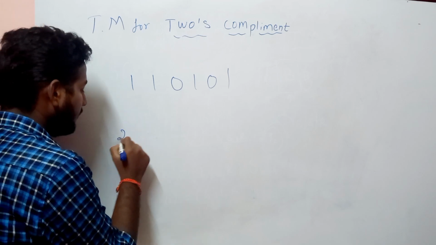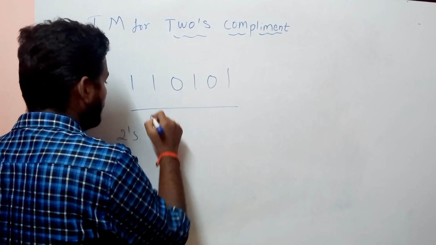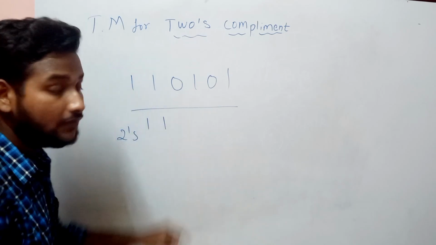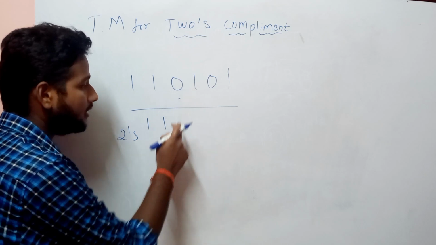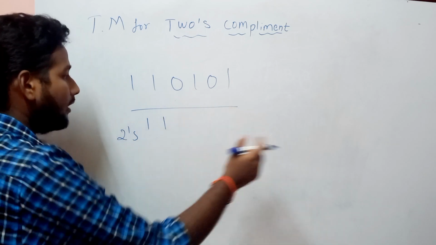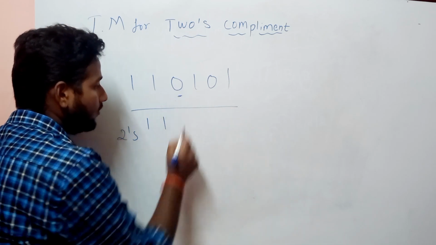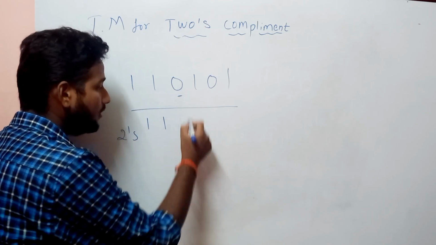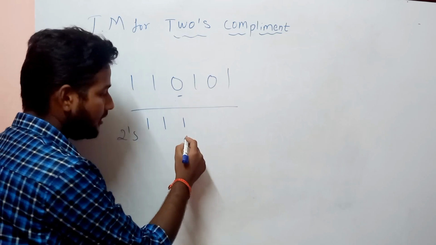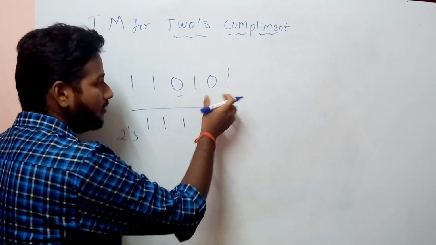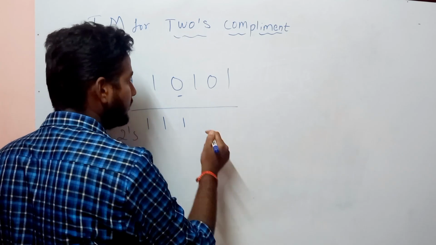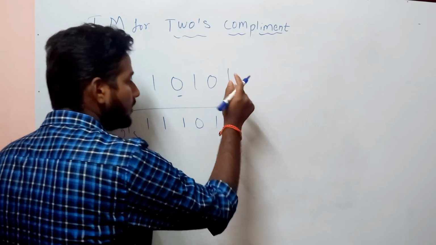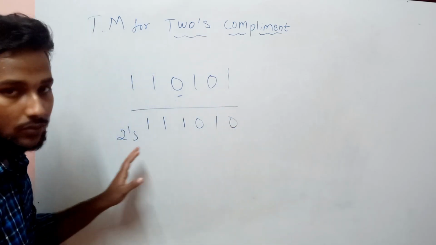Now the 2's complement of this string: 1 remains as 1, 1 remains as 1. Wherever we get the first 0 in any binary string, from left to right, this 0 is replaced with 1, and from there to the right we write the ones complement of the remaining digits. The ones complement of 1 is 0, of 0 is 1, of 1 is 0. This is the 2's complement.